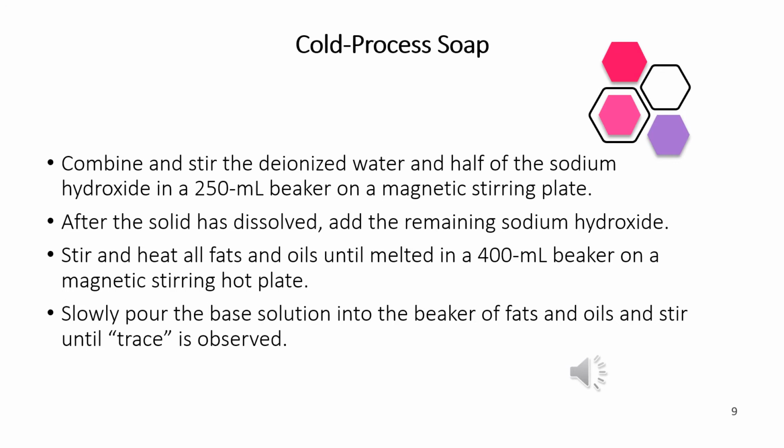Slowly pour the base solution into the beaker of fats and oils and stir until trace is observed. So after stirring and heating the fats and oils and dissolving the sodium hydroxide, we will slowly pour the base solution into the beaker of fats and oils. After this, we will stir this solution until a trace is observed.